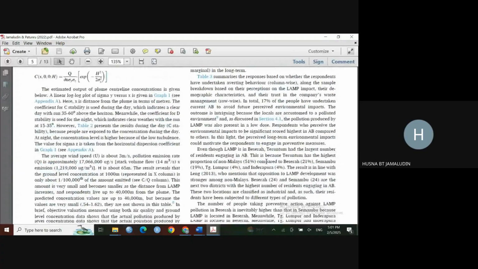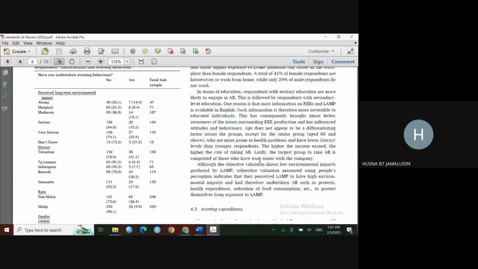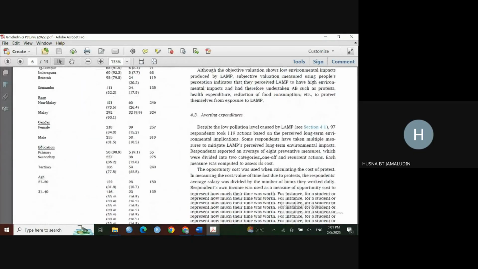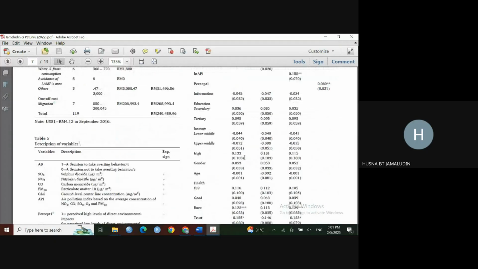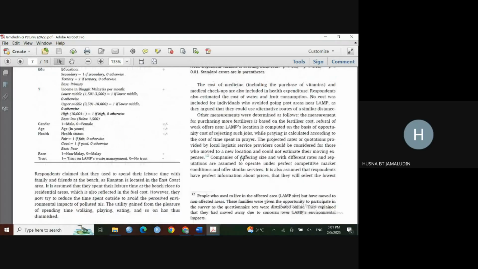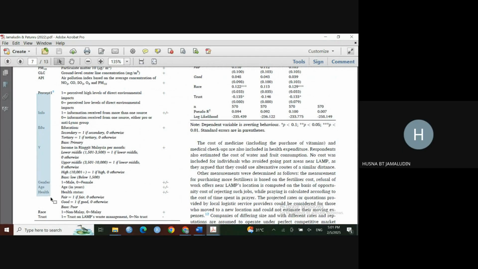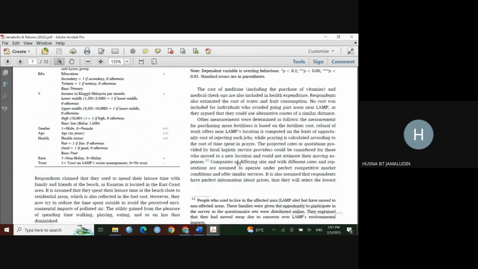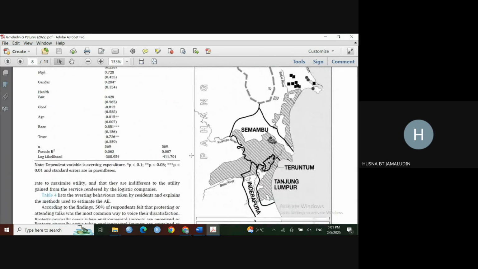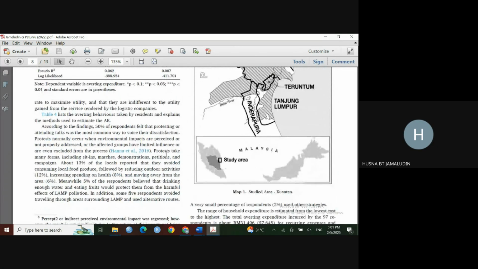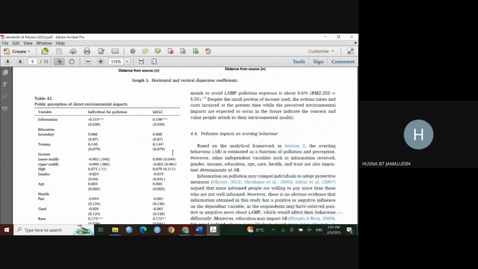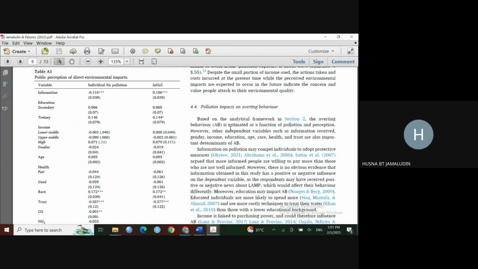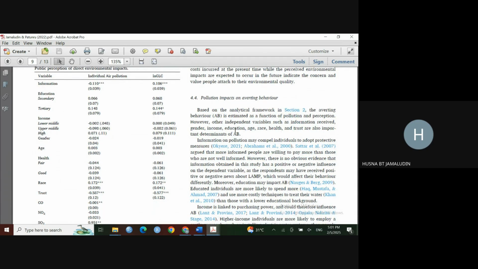Let me see. Where is it? Because the variable is here. These are the variables that I'm reviewing. So you want to see where it is.